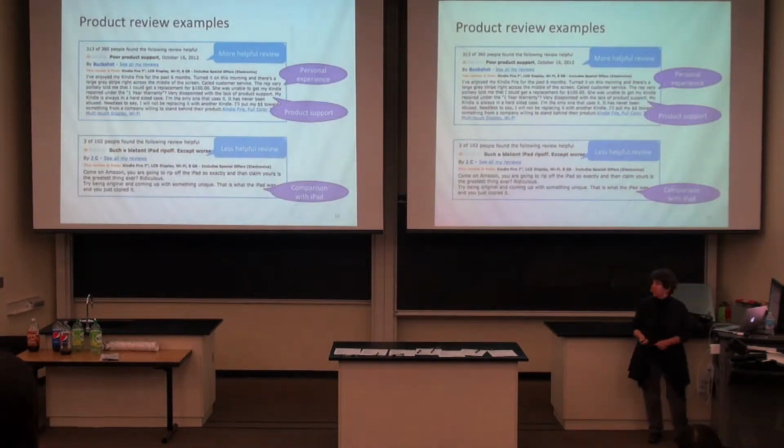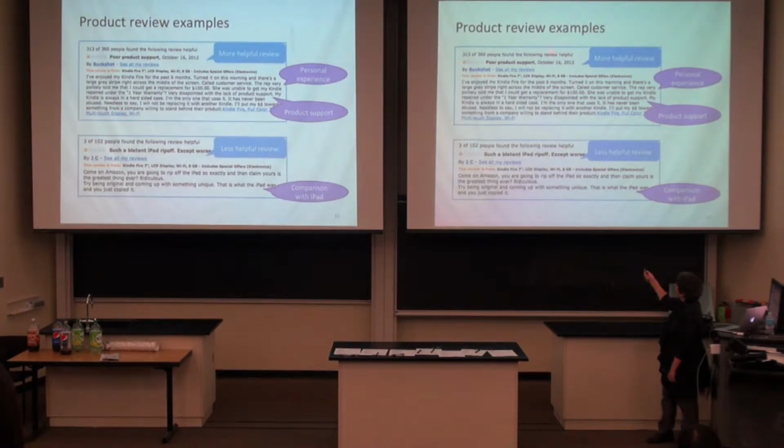Okay, and just to give you some concrete examples, at the top here, these are two product reviews. At the top we have one that people found very helpful. 313 of 360 people found it very helpful, and at the bottom we have one that only 3 people out of 102 found helpful. It's not clear what's making them helpful, but you can get a sense of the characteristics of this domain. In the helpful ones, typically people are talking about personal experience, and about characteristics of the product that people typically care about, while the one that's not helpful is more of a flame. It's just saying that Amazon's ripping off Apple.